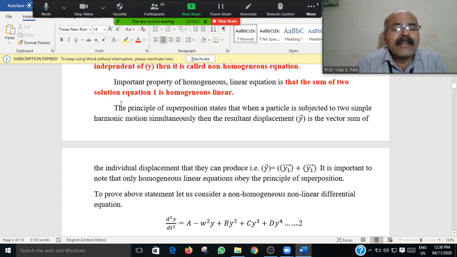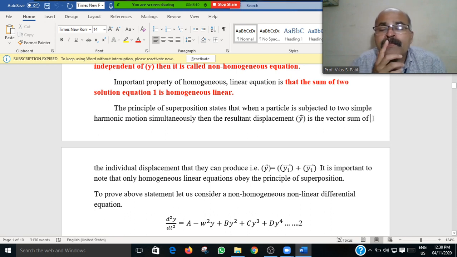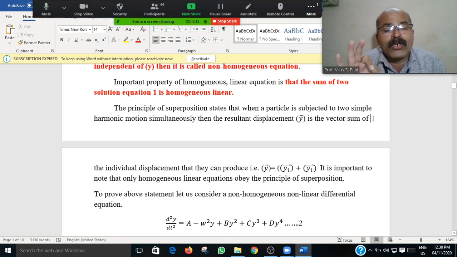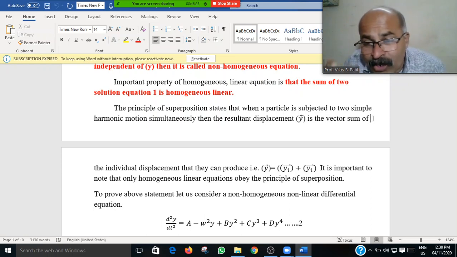See here, the principle of superposition states that when a particle is subjected to two simple harmonic motions simultaneously, then the resultant y is the vector sum of the individual displacements of the two solutions, or the two displacements made individually by two different forces. That is, y vector is equal to y1 vector plus y2 vector.